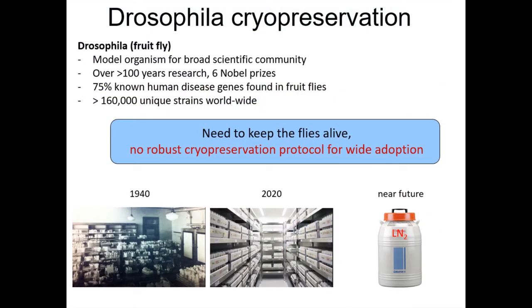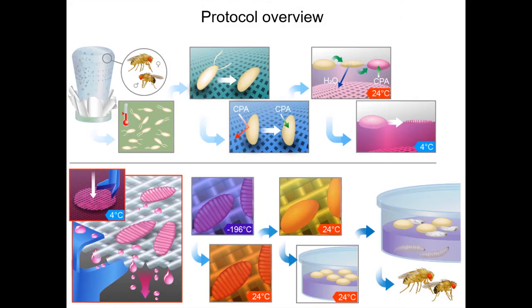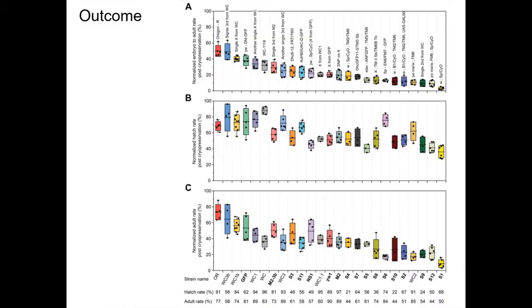So one research project going on in the lab is to cryopreserve Drosophila embryos. Drosophila, commonly known as fruit flies, is a model organism for different disciplines. It has been researched for over a century; the downside is that you need to keep them alive continuously. So in the near future, we hope to cryopreserve them. This is the protocol overview of our procedures, and this is the outcome of our protocol.